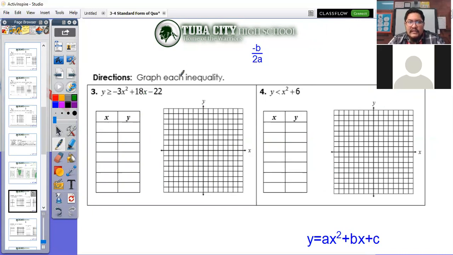Graph each inequality. So, well, let's see, this is gonna be negative, so we know it's gonna open downwards. And remember, when it opens downward, it's gonna have a maximum. So it's a little bit opposite of what you might think. Negative 18 over 2a, which in this case, 2 times negative 3. Multiply the bottom numbers, 2 and 3, so that'd be negative 6. 18 divided by 6, so they're both negative, so that's going to make this into positive.